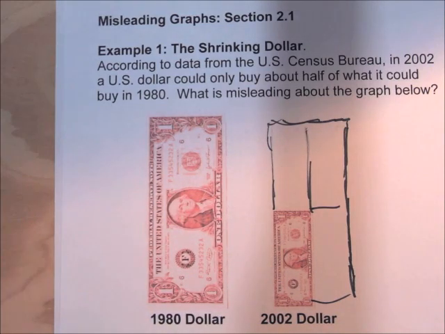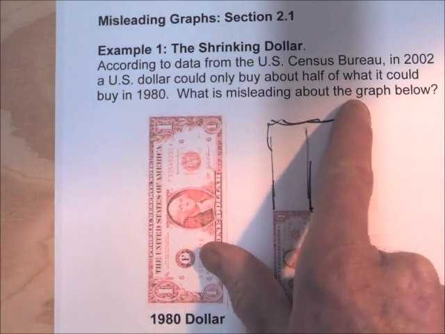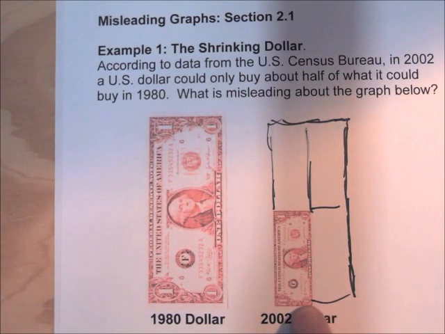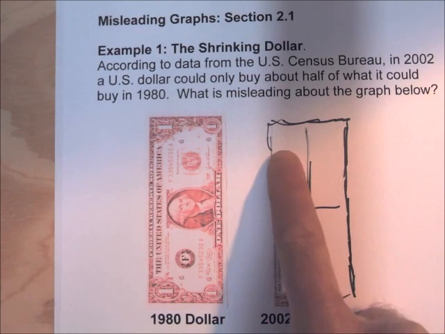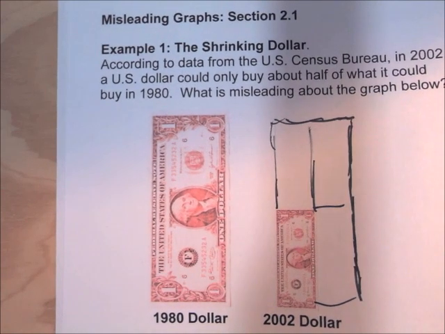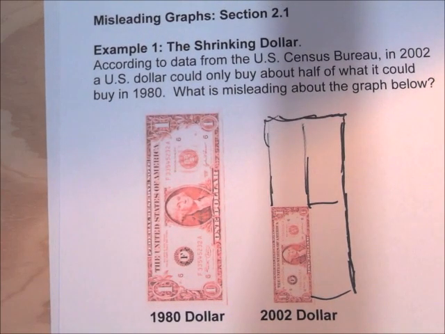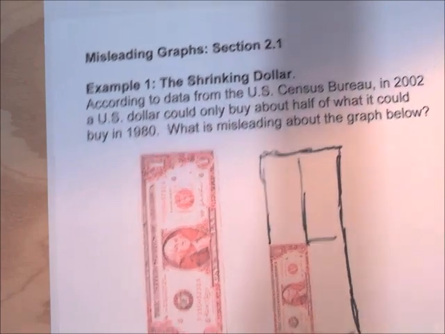So when you're making a graph or interpreting a graph, if it's a one variable graph, you should only be adjusting the graph in one dimension. The value of the dollar is only one variable, and we're shrinking the graph in two different directions, horizontally and vertically. So that's one thing to be careful about: you want to only shrink it in one direction for each variable.